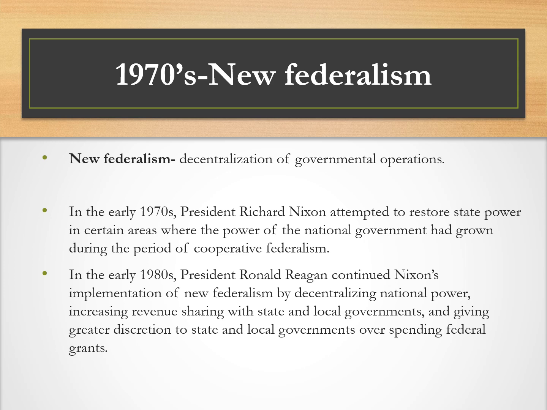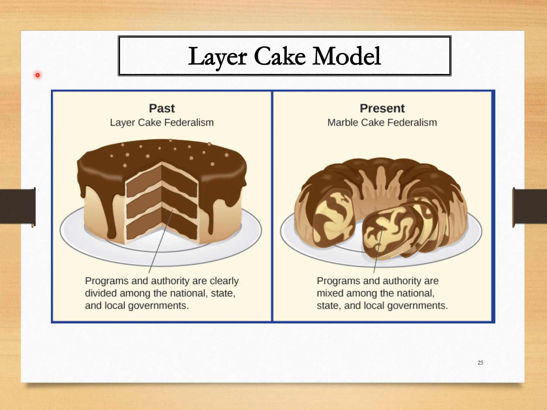And they saw an increasing revenue sharing with state and local governments, and states and local governments had greater discretion with spending, with grants and things like that. You start to see that the Republican platform here really is about the decentralization of governmental power, of federal governmental power.